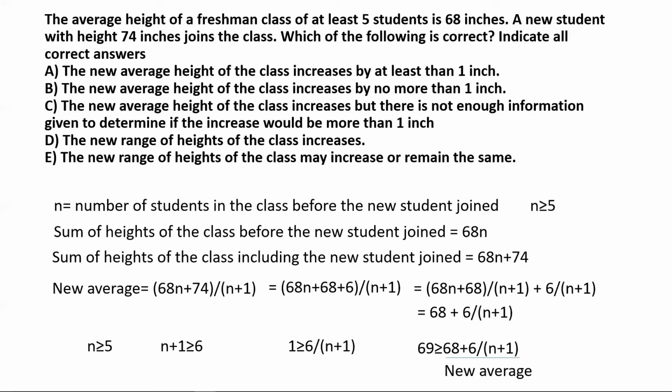But this inequality says that the new average should be less than or equal to 69. So the correct option for this would be B. But then again, we are not done yet with this question, because this is the kind of question where there may be more than one correct answer, and we haven't really examined the ranges so far. So that's the options D and E, where we need to see if one of those options may be correct or not.